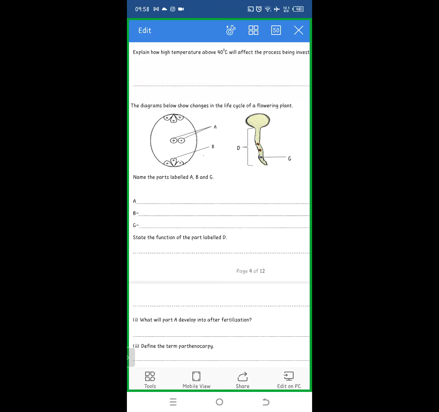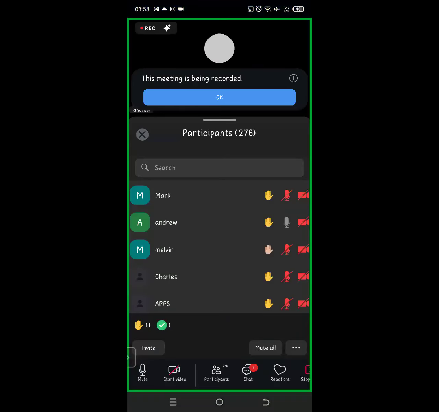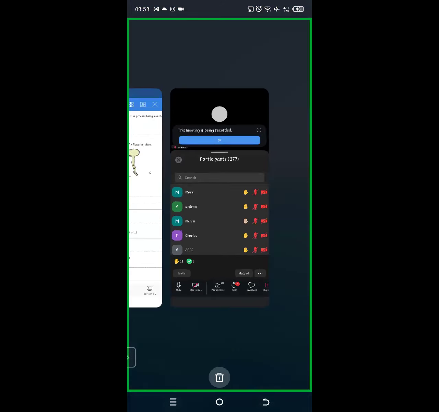How do you call them? He has gone MIA again. Let us get someone else to help us. Andrew has kept quiet. So let us get someone else to help us. Yes, we have Sir Charles. Charles, kindly unmute and speak.